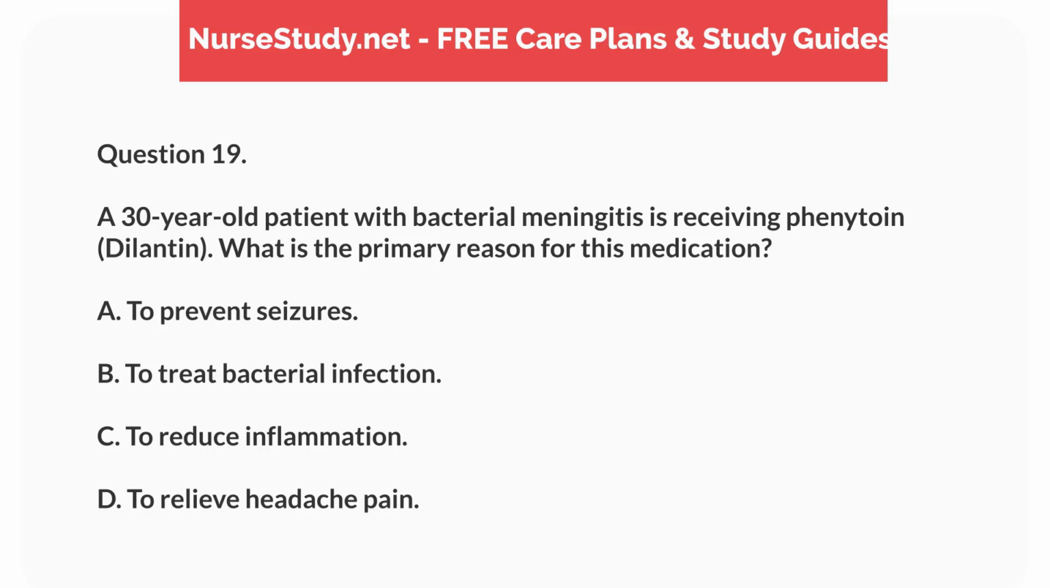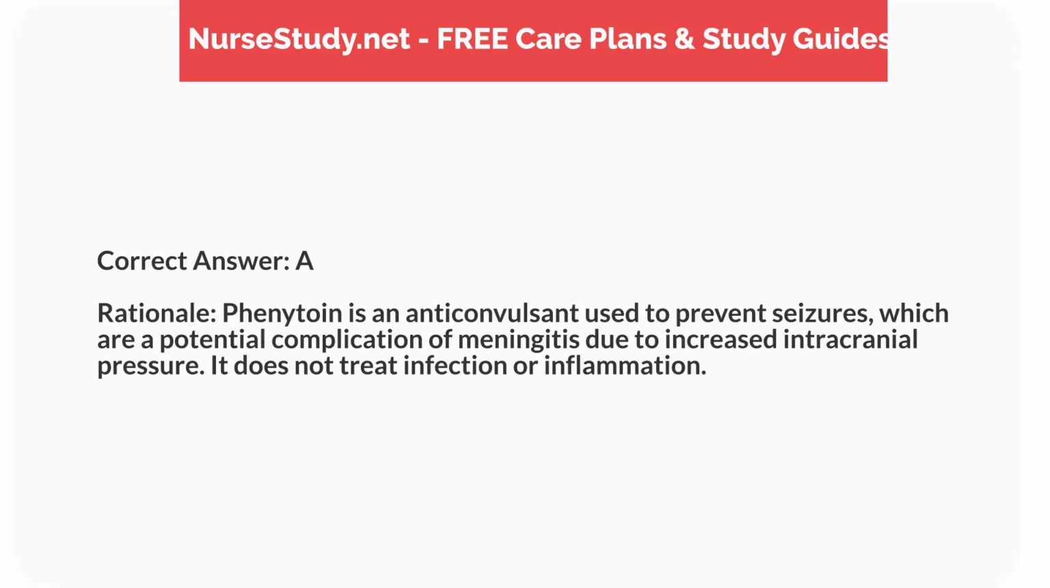Question 19. A 30-year-old patient with bacterial meningitis is receiving phenytoin, Dilantin. What is the primary reason for this medication? A. To prevent seizures. B. To treat bacterial infection. C. To reduce inflammation. D. To relieve headache pain. Correct answer, A.